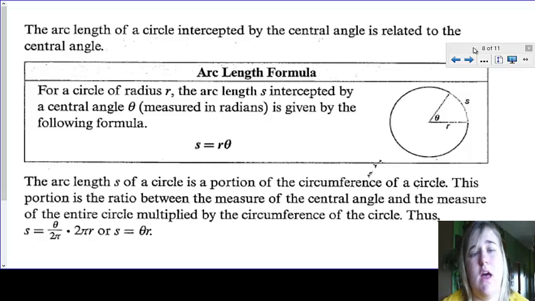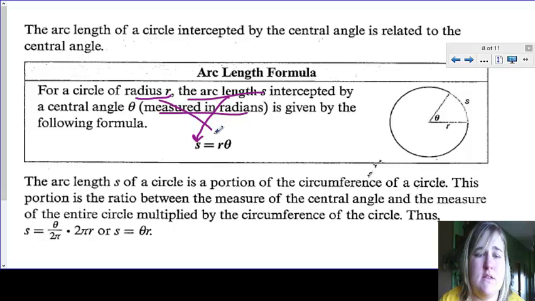The arc length of a circle intercepted by the central angle is related to the central angle. So the arc length formula is S equals r theta, and that is for a circle of radius r. The arc length S intercepted by the central angle theta, measured in radians, that's important, is given by the following formula. So I would write down this formula, and I would label what every part of it is. Arc length is S, radius is r, and then theta, of course, is theta, but it's measured in radians.